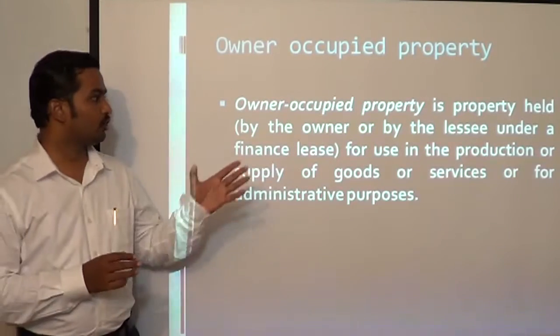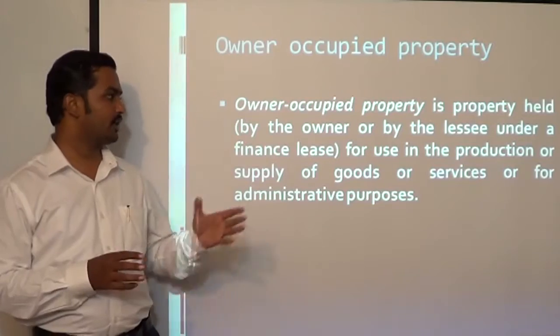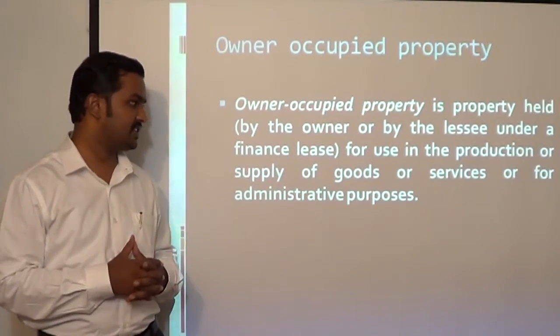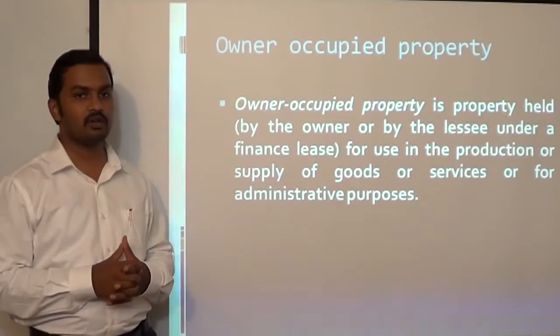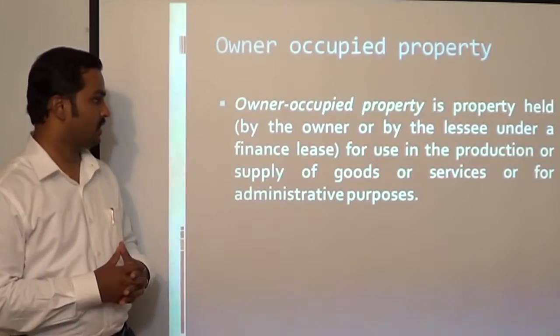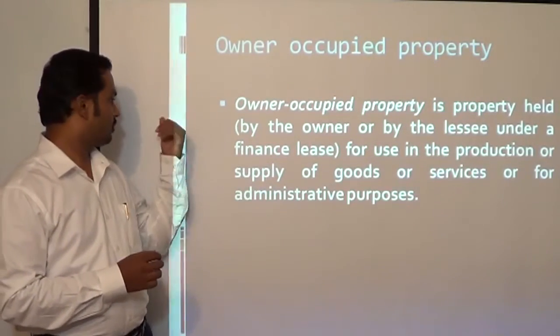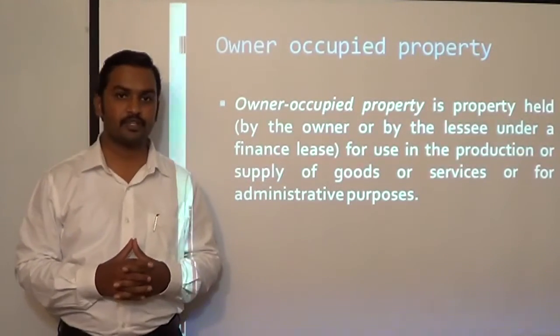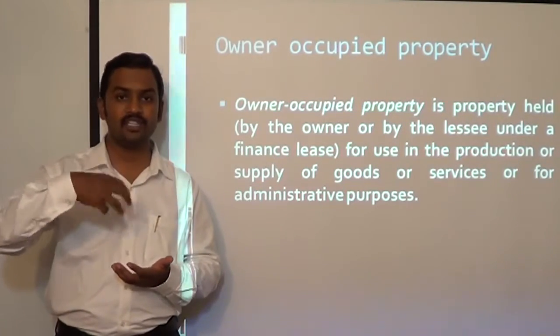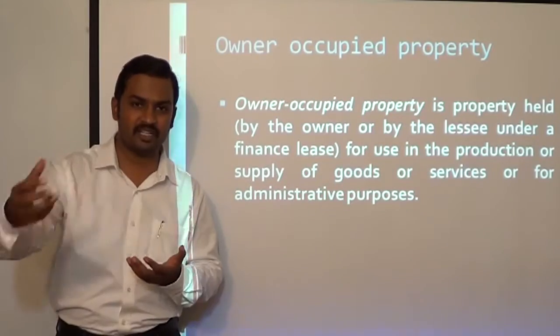Now, what is owner-occupied property? Owner-occupied property is property which is held by the owner or by the lessee under a finance lease for use in production or supply of goods or services or for administrative purposes. So we are going to talk about how to do accounting for investment property in the books of the owner or in the books of the lessee who is holding it under a finance lease.